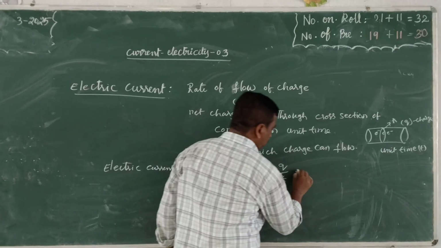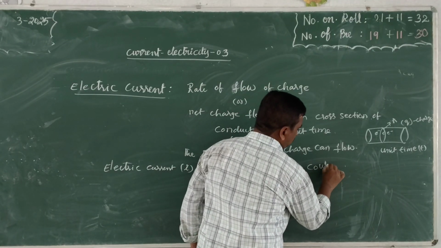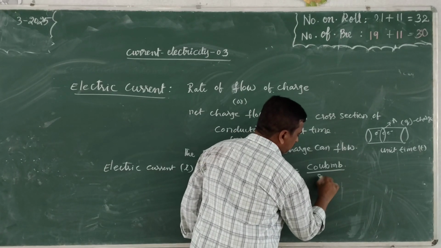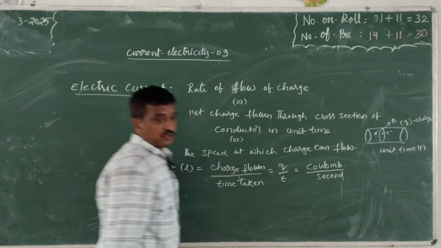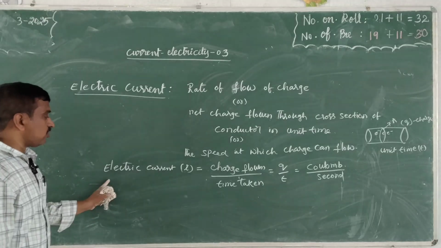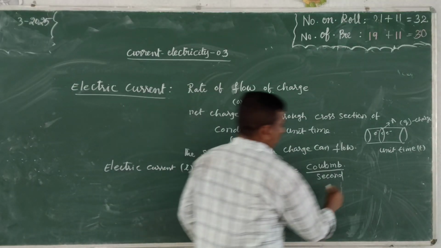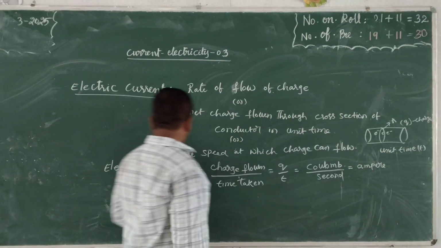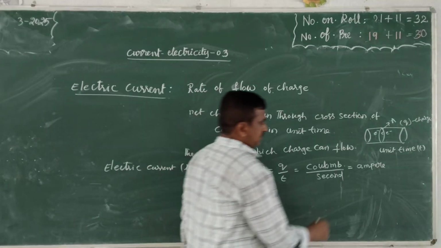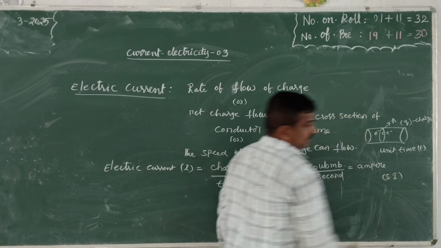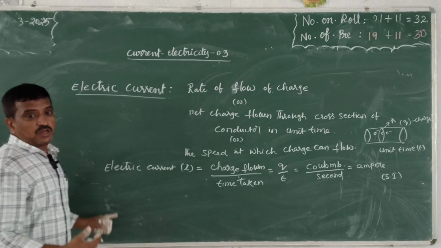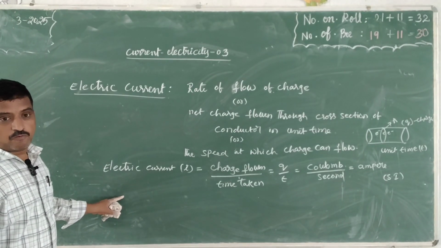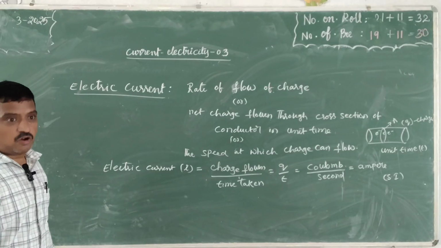See here, what is the unit of charge? Coulomb is the unit of charge. Time, second is the unit of time. See, coulomb per second is the unit of electric current in SI system. This we call it as ampere. Ampere is the unit of electric current in SI system. Means in the system of international units, we measure it in ampere. It is the basic or fundamental quantity.